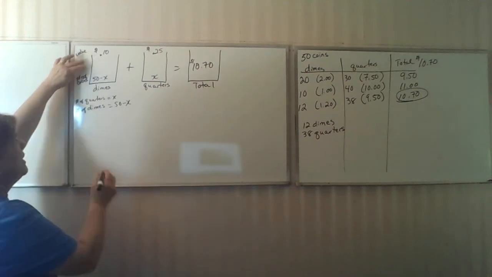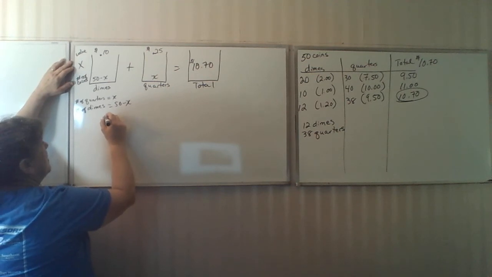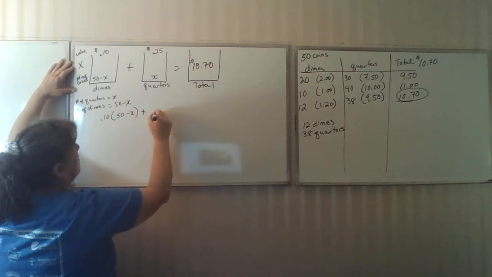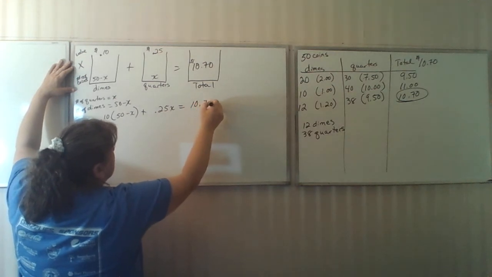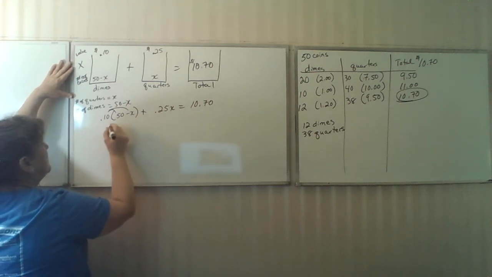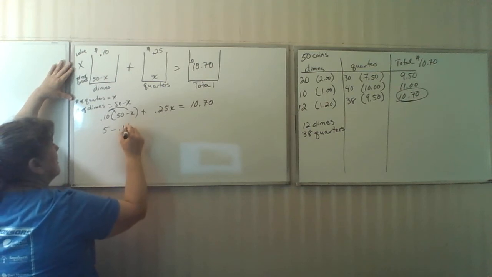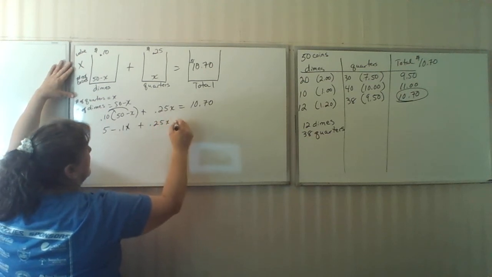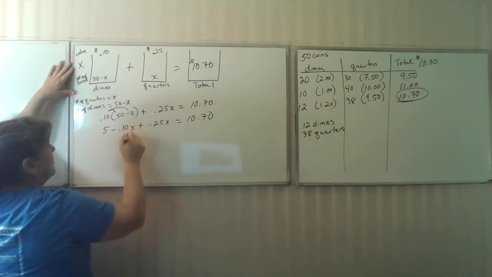So now my equation is made up of my value times my number of coins. So 0.10 times 50 minus X plus 0.25X is equal to $10.70. Distributive property, 1/10 of 50 gives 5 minus 0.1X plus 0.25X equals 10.70. I'm going to go ahead and change that to 0.10X for you guys.